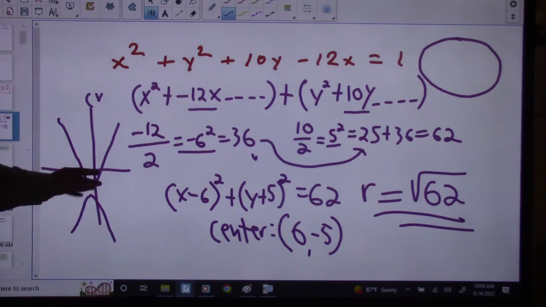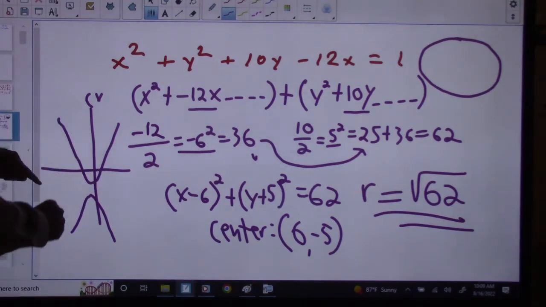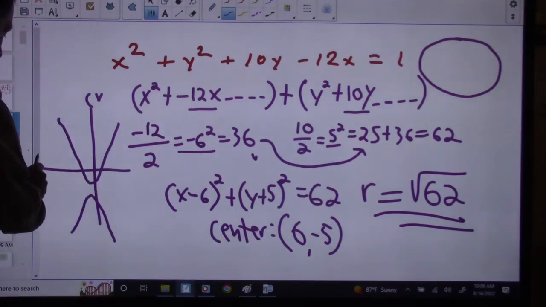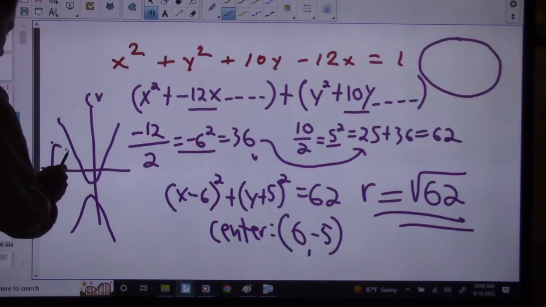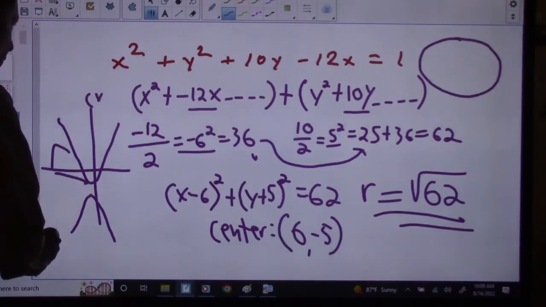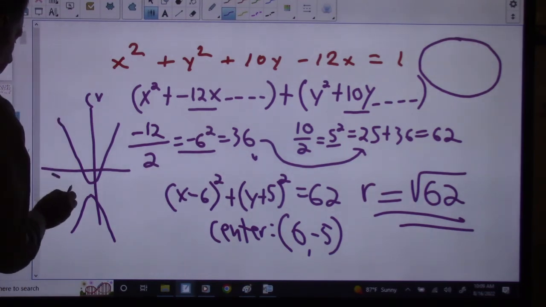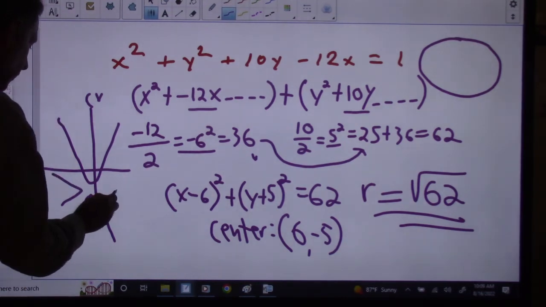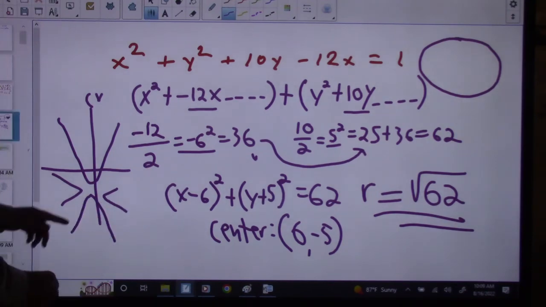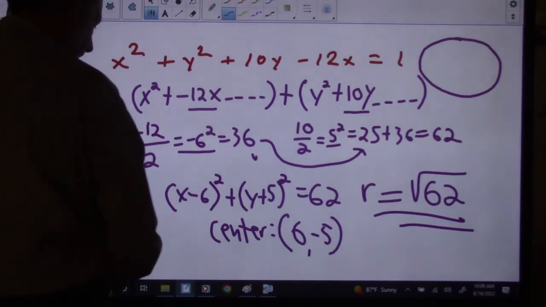So you can have a hyperbola that looks like this, or we can have one that looks like this, where it comes horizontally like this. Yeah, so they're almost like little parabolas. Okay.